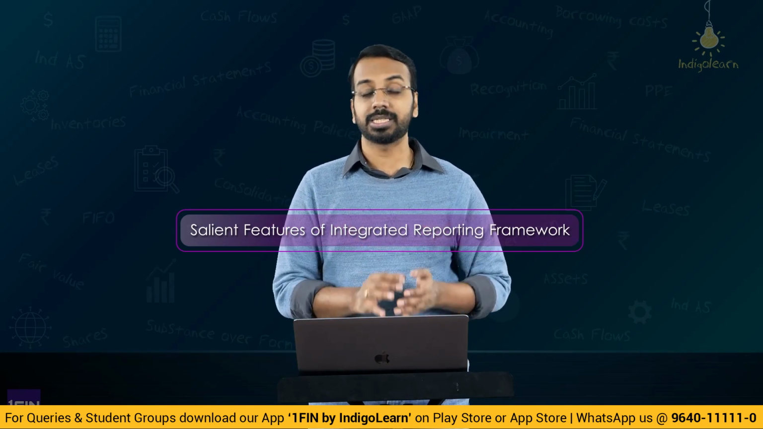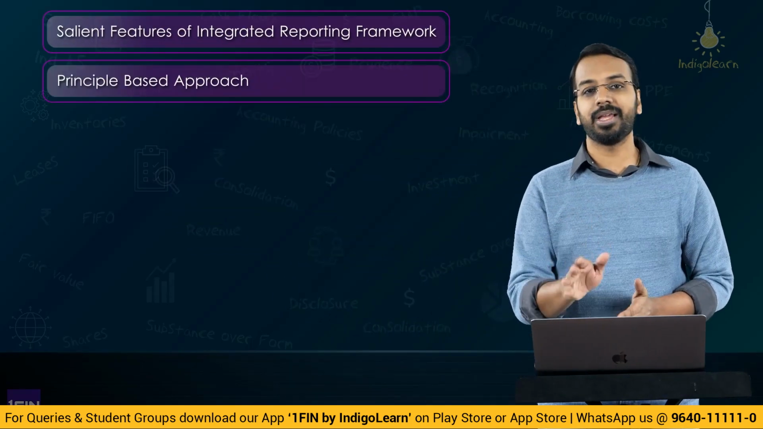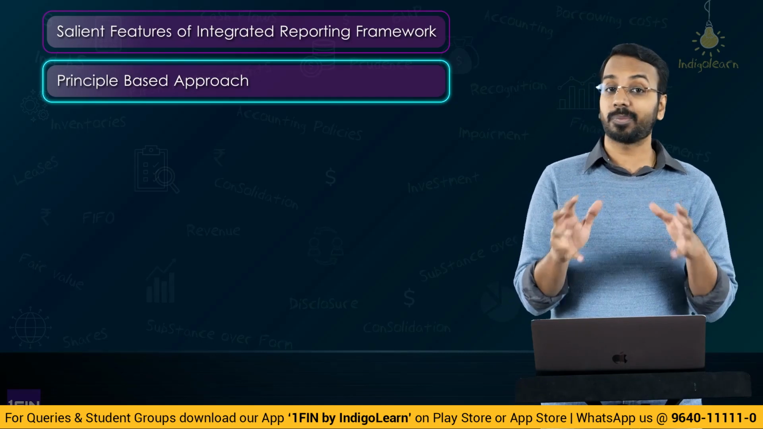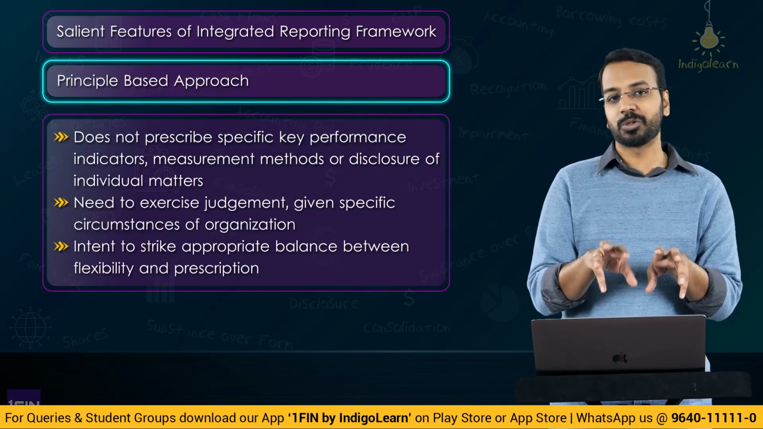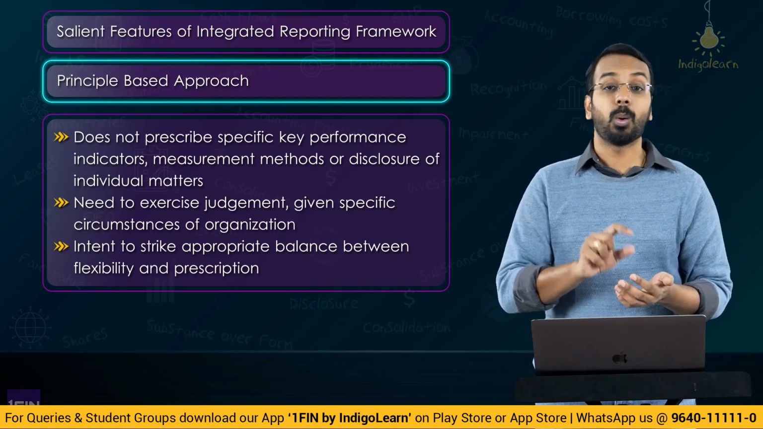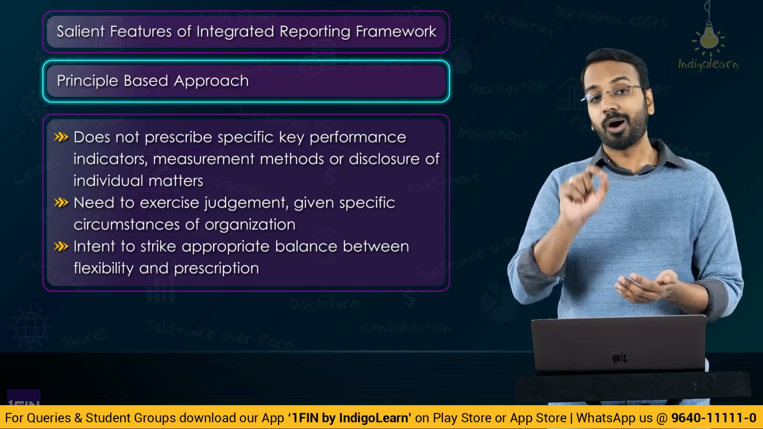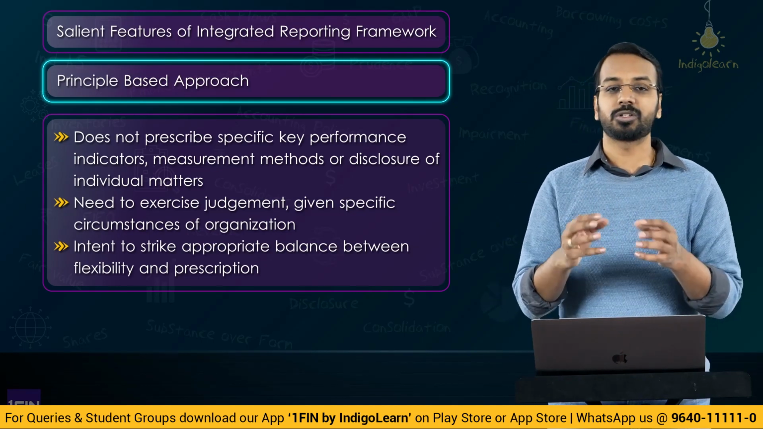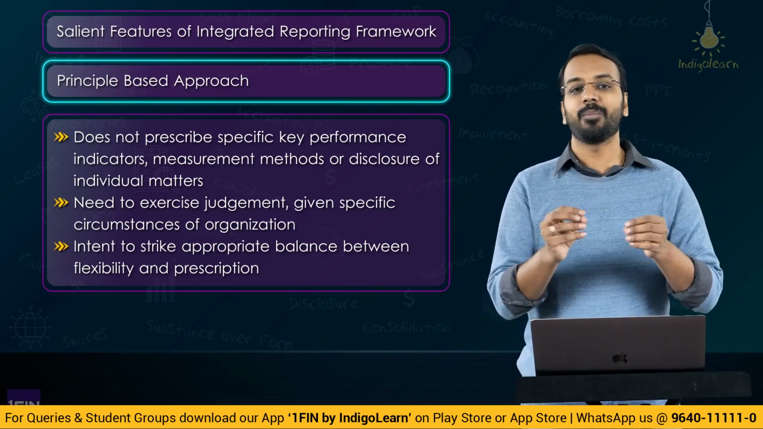The first feature is that it is a principle based approach and not a rule based approach. That means it gives the broader principles. It tells us that you have to disclose about human capitals, you have to disclose about the outcomes and all of that. But then what are the specific parameters? How do you measure those outcomes? What are the formulas to be used? All of those rules, all of those formulae are not given by the framework.